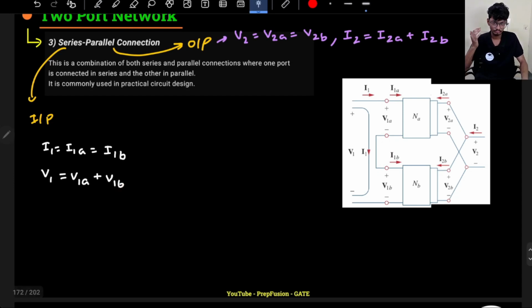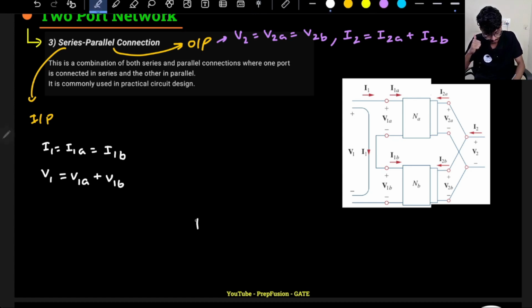So what you can do now is check which independent variables are the same. On the input side, my current I1 is the same. On the output side, same variables.